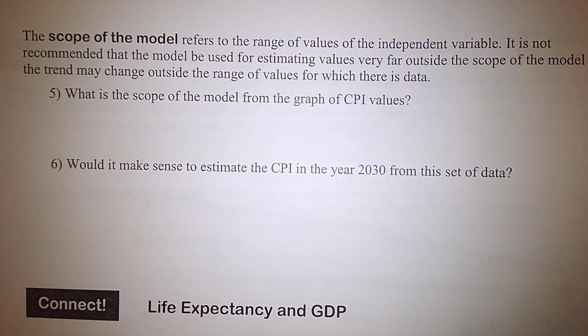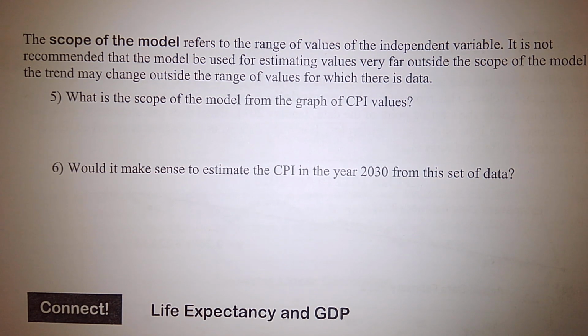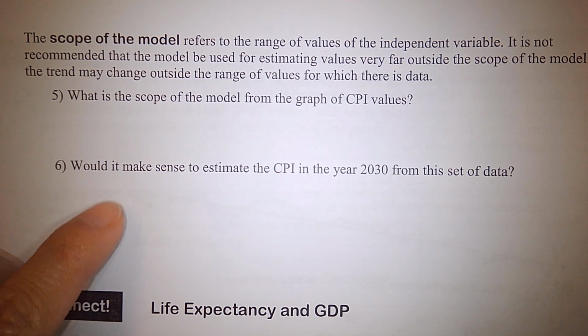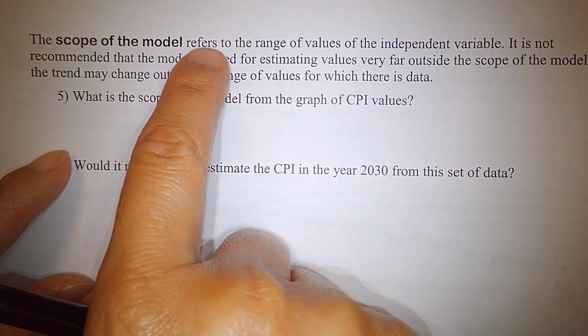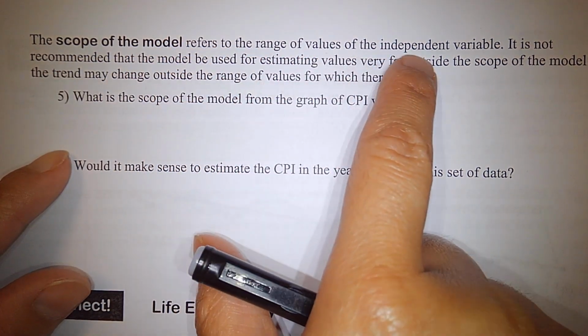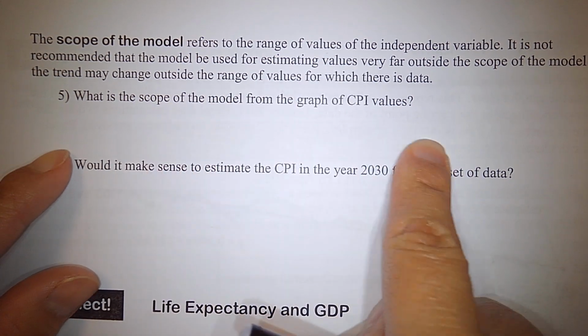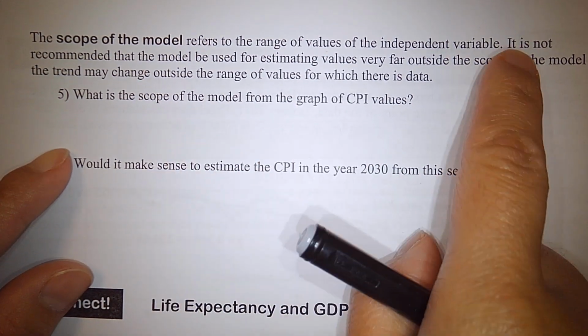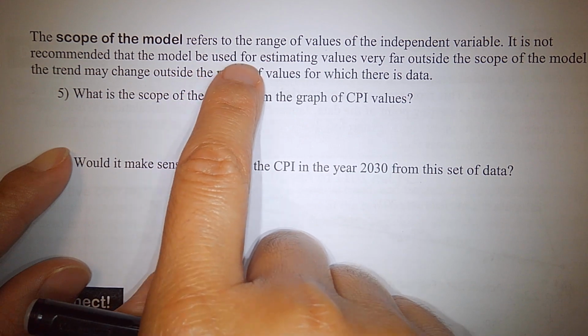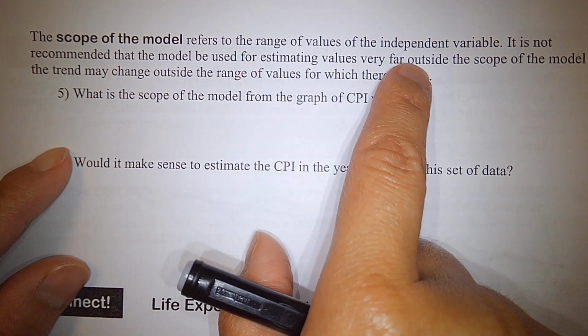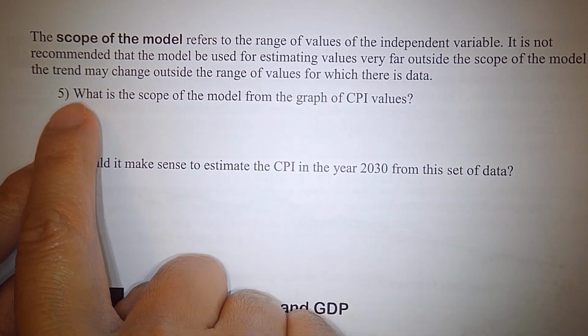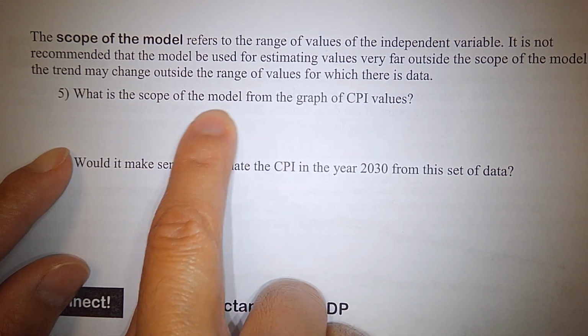The scope of the model refers to the range of values of the independent variable. It is not recommended that the model be used for estimating values very far outside the scope of the model, since the trend may change outside the range of values for which there is data. Okay, so the scope of the model refers to the range of the values of the independent variable, which means the x-axis, the horizontal axis. What is the scope of the model from this current question?